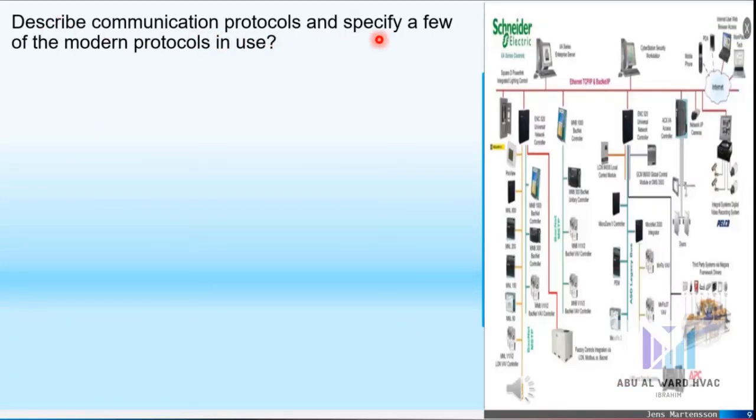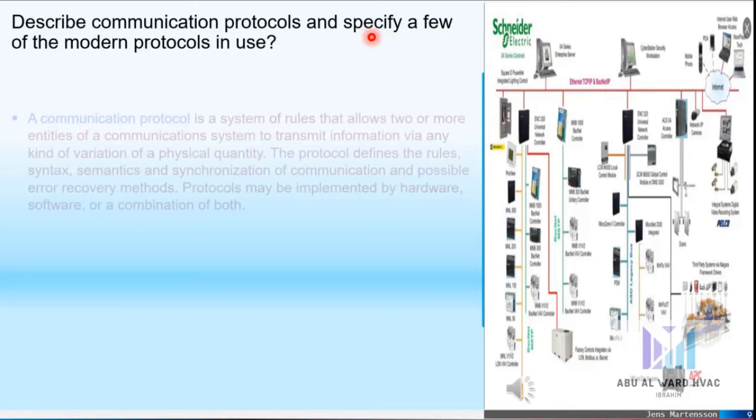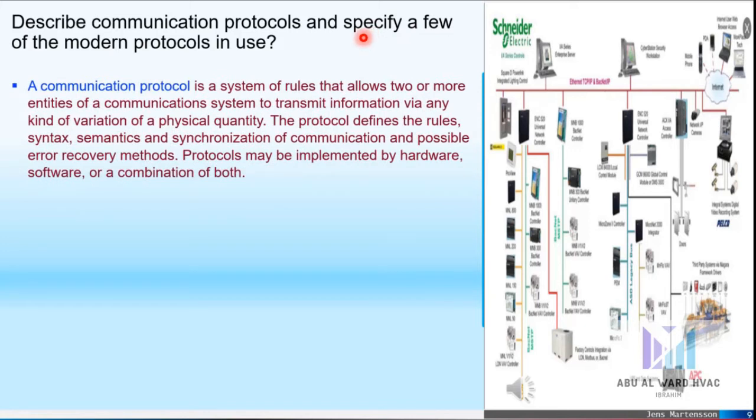Protocols, and specify a few of the modern protocols in use. A communication protocol is a system of rules that allows two or more entities of a communications system to transmit information via any kind of variation of a physical quantity. The protocol defines the rules, syntax, semantics, and synchronization of communication and possible error recovery methods. Protocols may be implemented by hardware, software, or a combination of both.